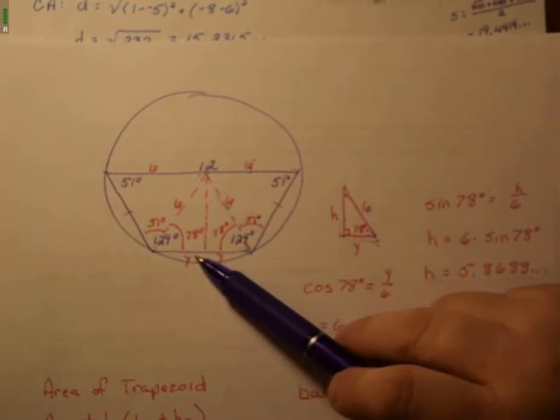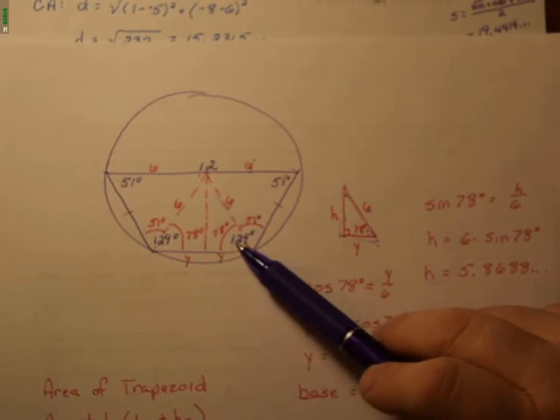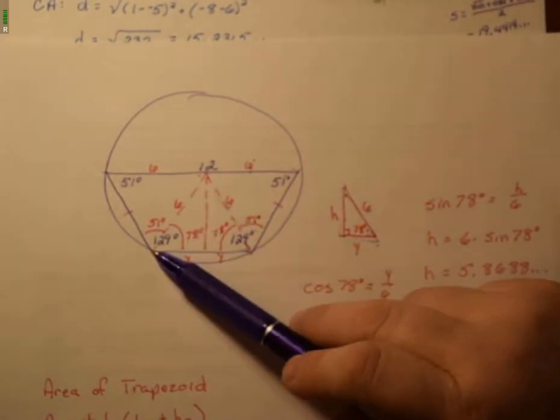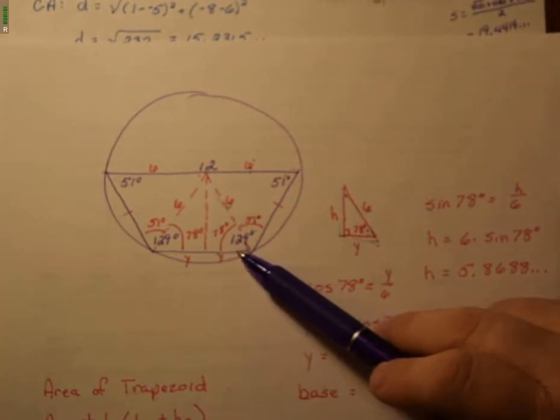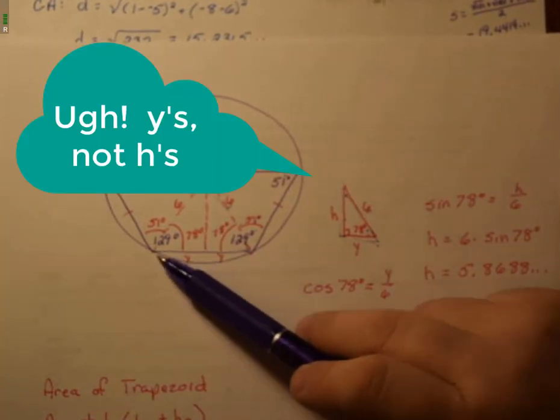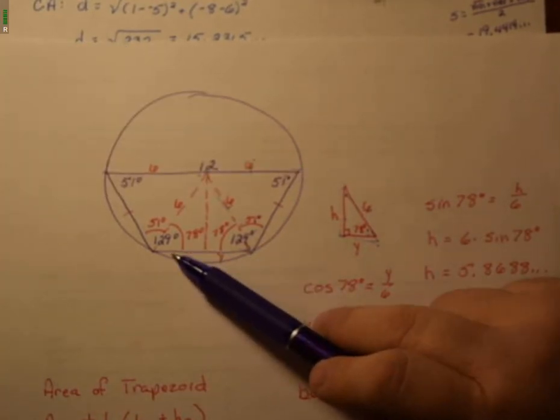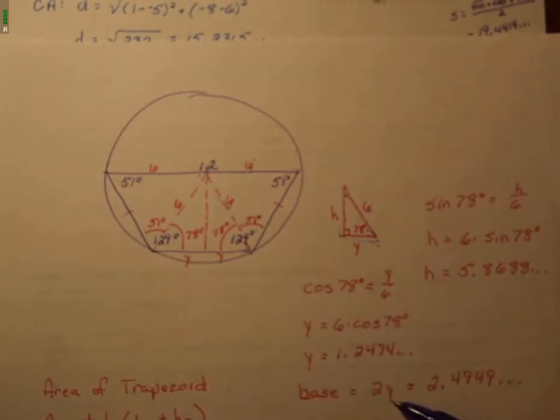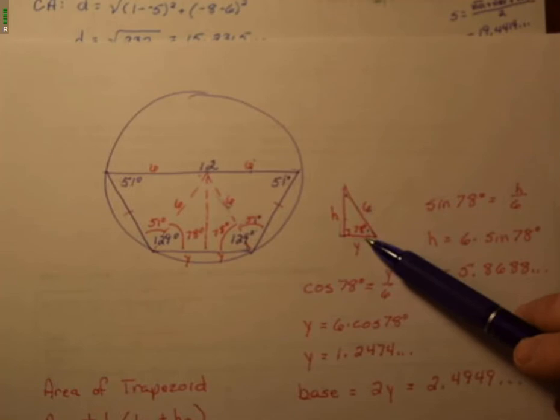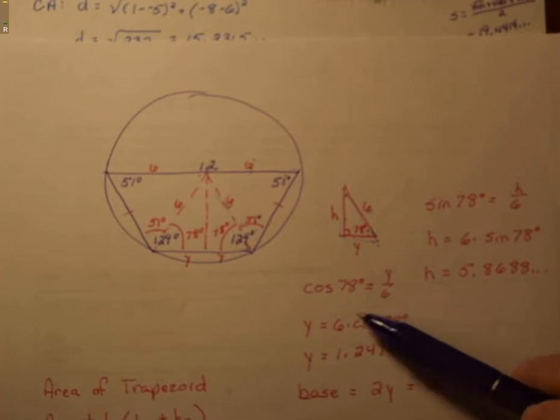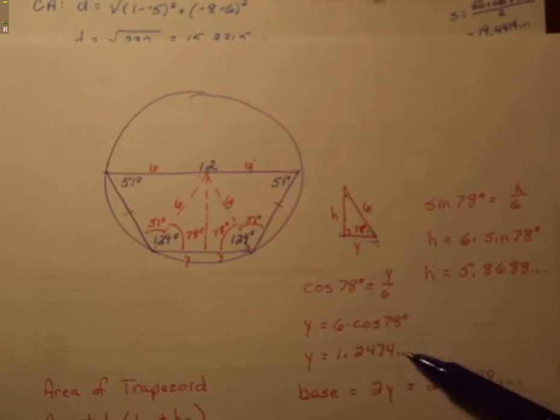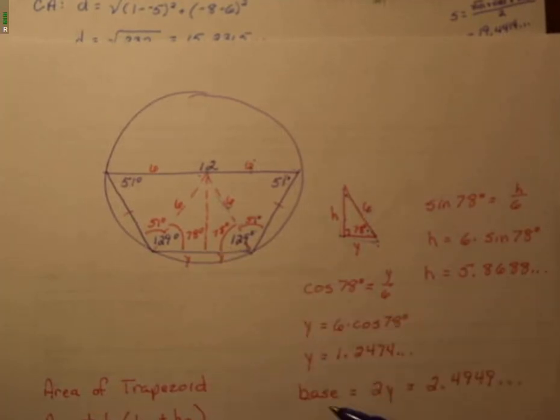Now we need to know this base. This triangle here is the same as this triangle. If I call this Y and this Y, then the entire base would be 2 Y's. To find Y, that's our adjacent side, so cosine of 78 degrees is adjacent over hypotenuse. Multiply both sides by 6, and we get 1.2474 and so on for Y. But our base is 2 Y's, so I multiply by 2.